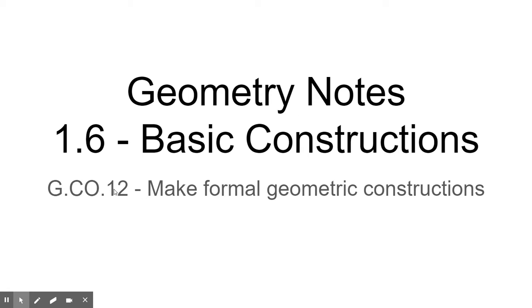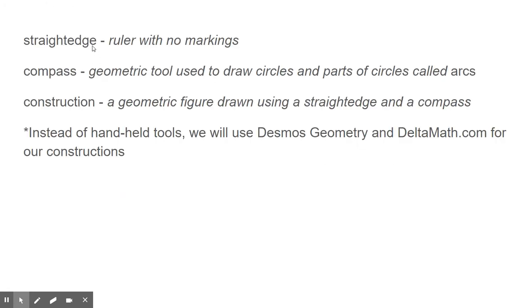Notice that this is the first time the standard has changed. Now we're making formal geometric constructions. So it's all about constructions. Again, typically you would have a straight edge. Now we usually use a ruler, and it says a ruler with no markings. Of course, the ruler has markings, but we have to pretend those markings aren't there. We don't measure length with a ruler. A straight edge, or the ruler, is just used to make straight lines.